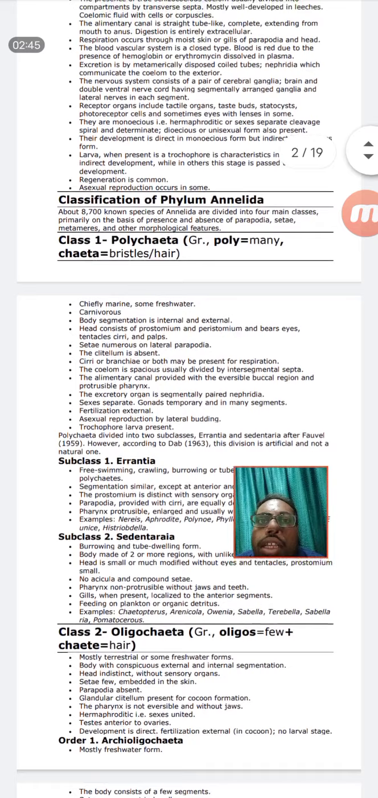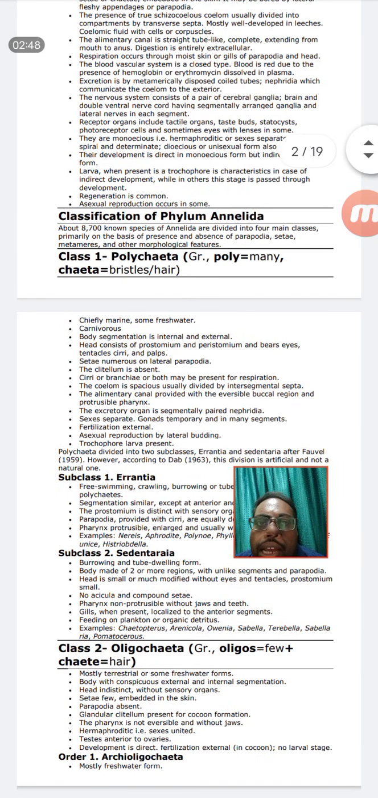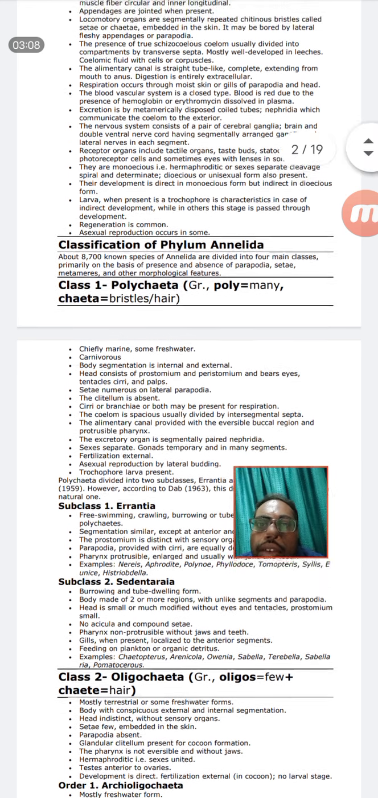And whatever classification of phylum Annelida is given, you don't need to study it deeply. Just go through that. Why I have given this is that there are some organisms which have larval stages, and a few of these questions are asked in the examinations. So that is why I have given that.